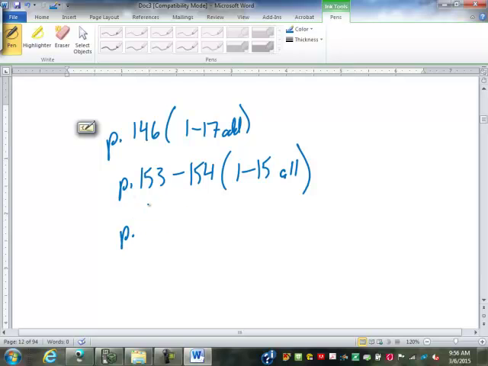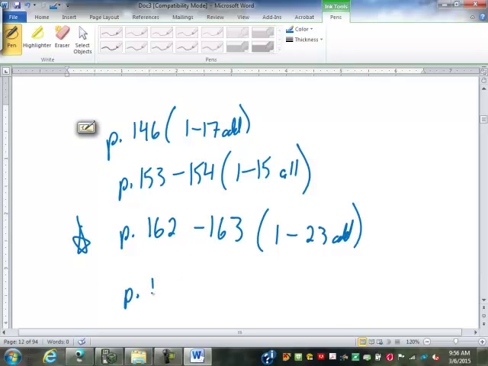And then the dosage calculations, the formula, the proportion, and the dimensional analysis, there are problems on that on page 162 through 163. If you want to look at 1 through 23, the odds there. And then on the syringes, page 168 to 169, 1 through 19. Again, if you just want to look at the odds, that'll cover syringes.